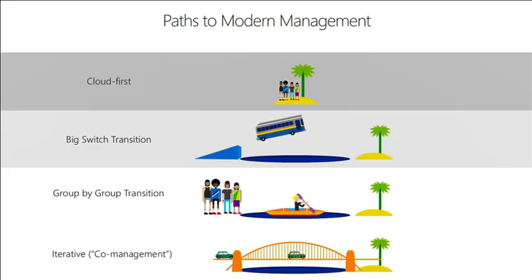In a group by group approach, you would identify sets of users or devices that are a more natural fit for cloud management. Those could be your VDI clients, your kiosk devices, or users that are typically on the go, like the sales team, and you modernize them. With that approach, you still need to eventually think about how you modernize the rest of your device and user population, which brings us to the bottom option, which is co-management.